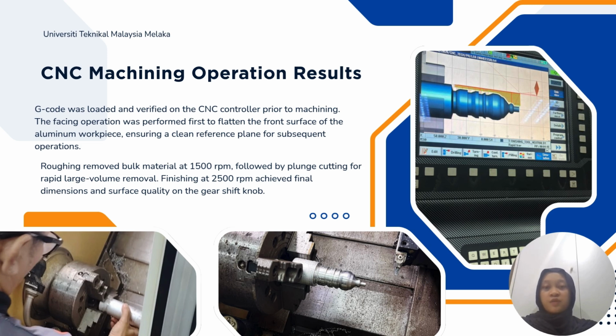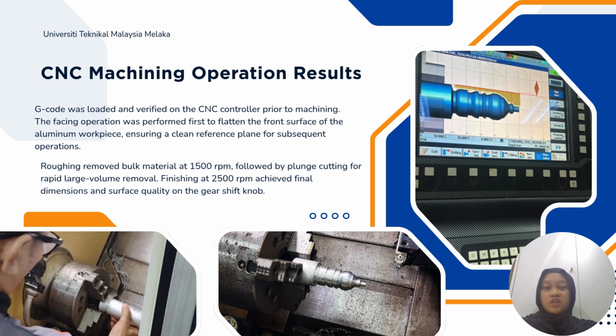Next, the roughing process was carried out at a spindle speed of 1500 rpm. The purpose of roughing is to remove a large amount of excess material quickly and shape the workpiece close to its final form. After that, groove cutting was performed to remove material efficiently from deeper areas of the workpiece.